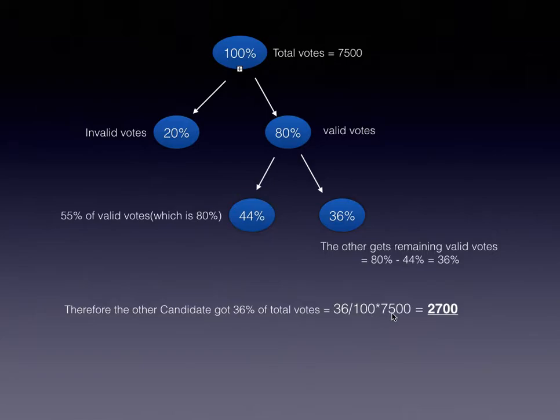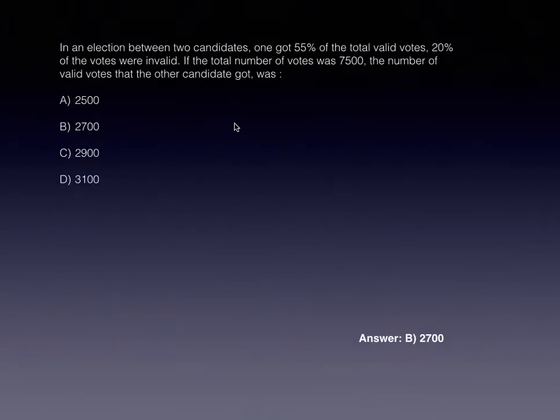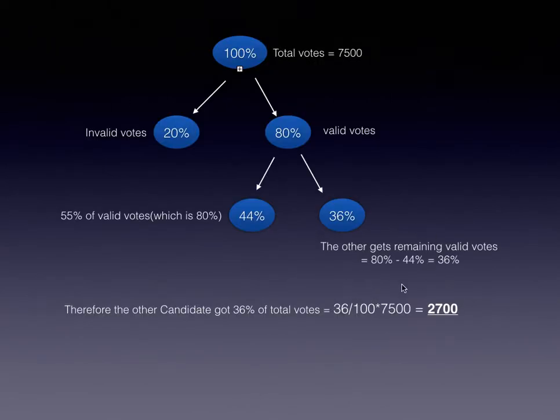Therefore, if 100% is 7,500, 36% is equal to 36 by 100 into 7,500, which is equal to 2,700. We are asked to find the number of votes the other candidate got, which is equal to 36% of the total votes. That is equal to 36 by 100 into 7,500, which is equal to 2,700.